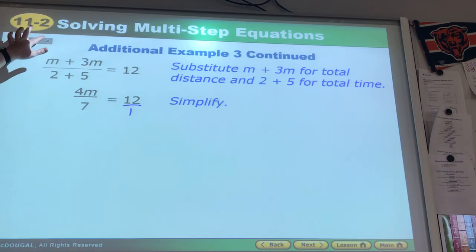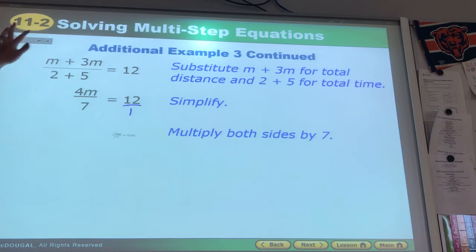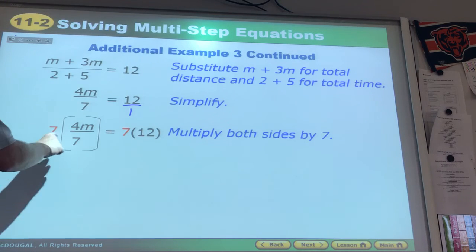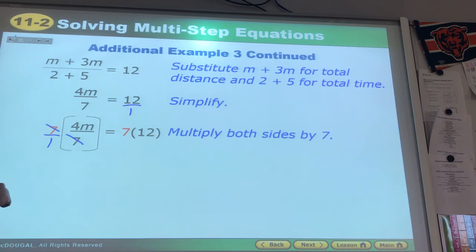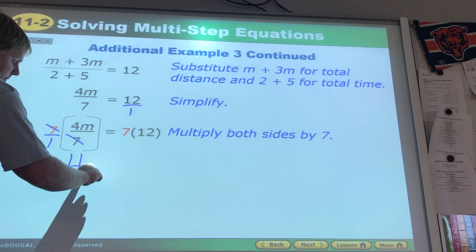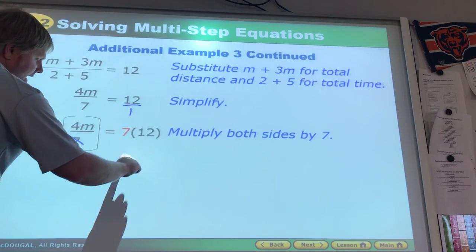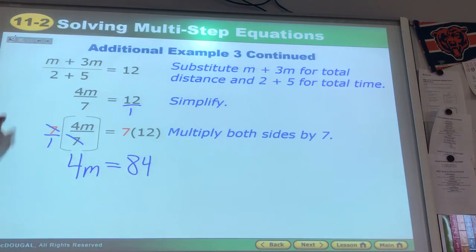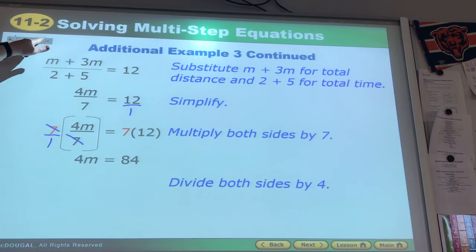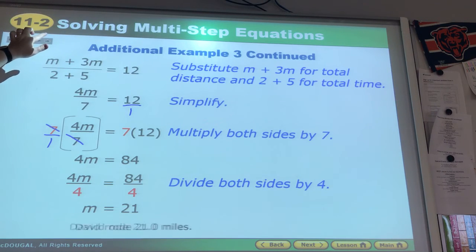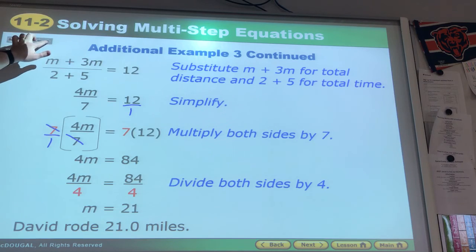We want to try to get that m all by itself. So we multiply both sides by 7. If we do that, oh, that reduces. So we would get 4m equals 84. Okay? Then you see the division of dividing both sides by 4. M equals 21. He rode 21 miles in 2 hours on Monday. So, David rode 21 miles. All right.